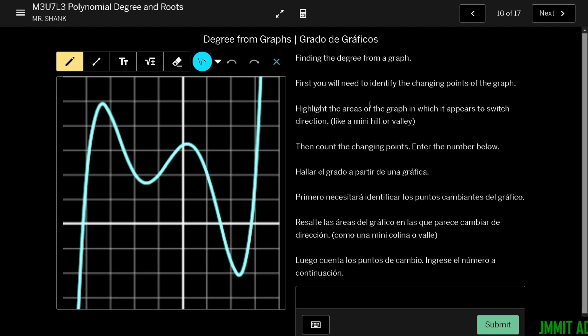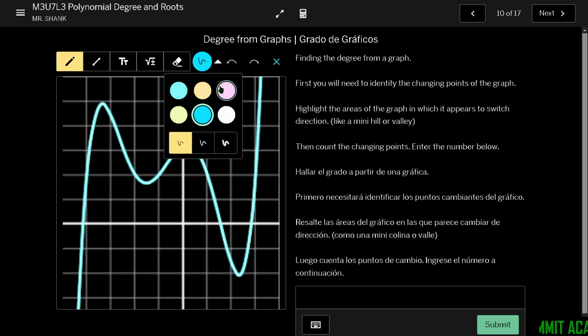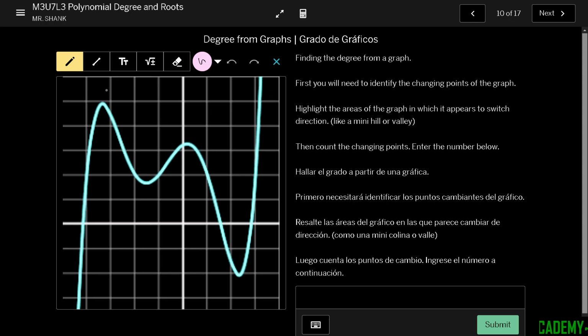We can highlight the areas on the graph where it appears to switch directions, like a mini hill or valley. If you're thinking like a map or something like that, I need to identify where those hills and valleys are, or the turns in the road. So I'd say I have 1 changing point, 2 changing points, 3 changing points, 4 changing points. So I can identify really simply.